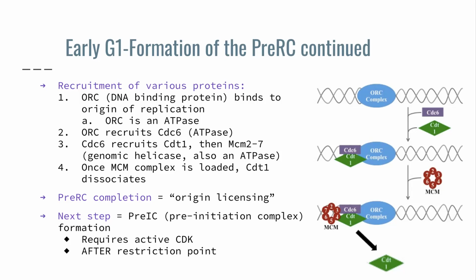And then the next step after the restriction point, the cell starts to recruit more proteins to form the pre-initiation complex, and that requires active CDK.